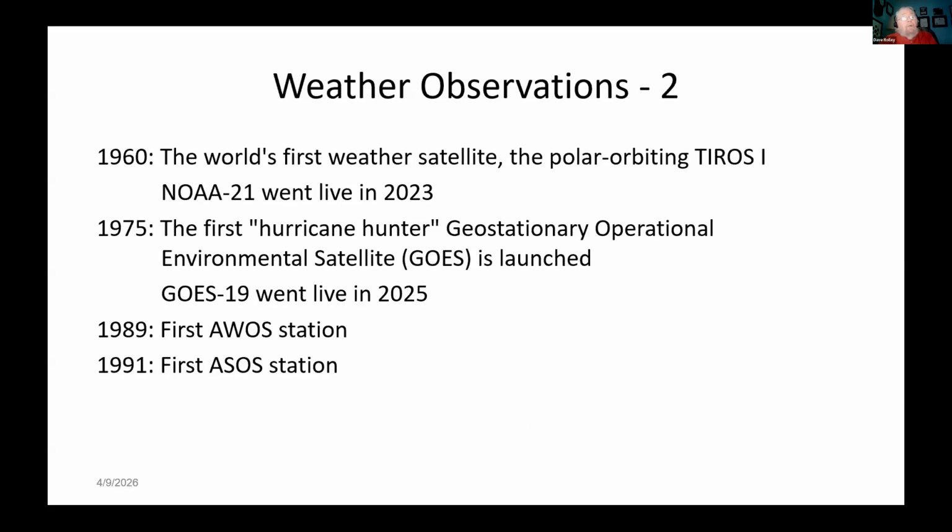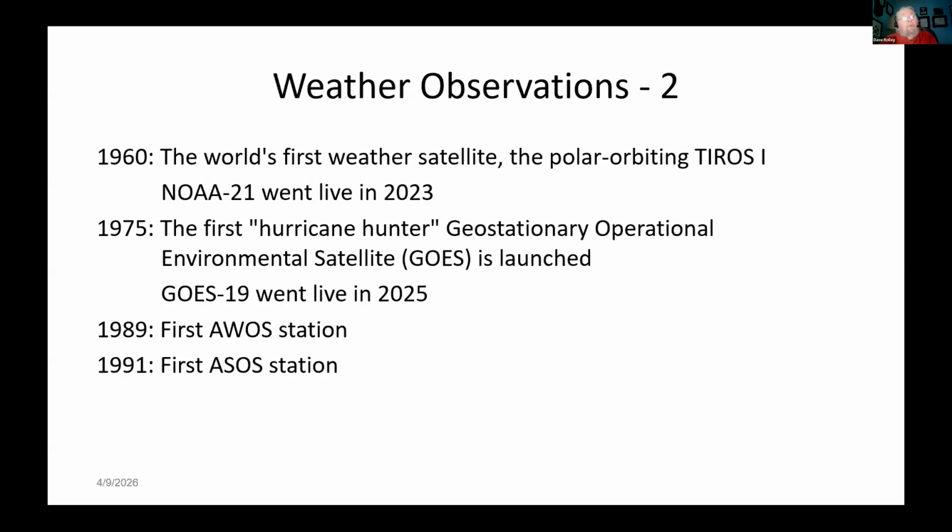And then the GOES satellites, they were started as hurricane hunter satellites. The first of them went up in 1975, and GOES 19 went live in 2025, and there are two of those birds on orbit plus a couple of live backup spares. In 1989 was the first of the AWOS stations, and 1991 was the first of the ASOS stations.